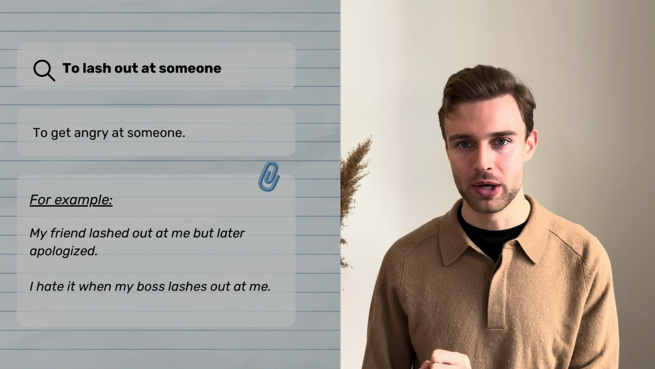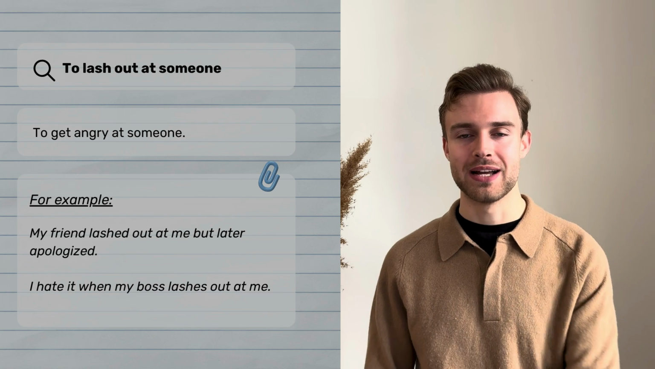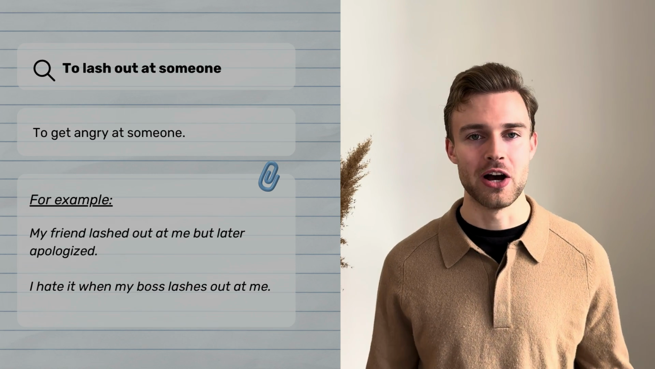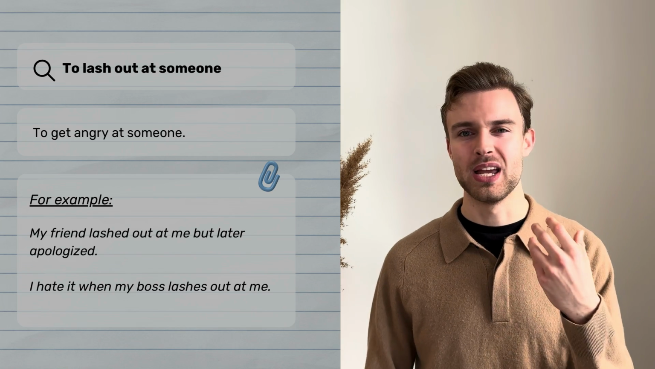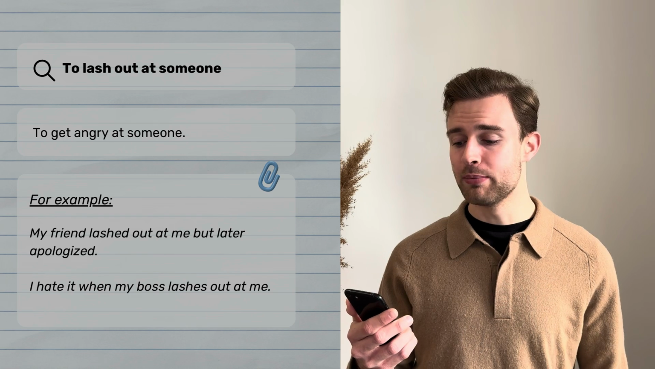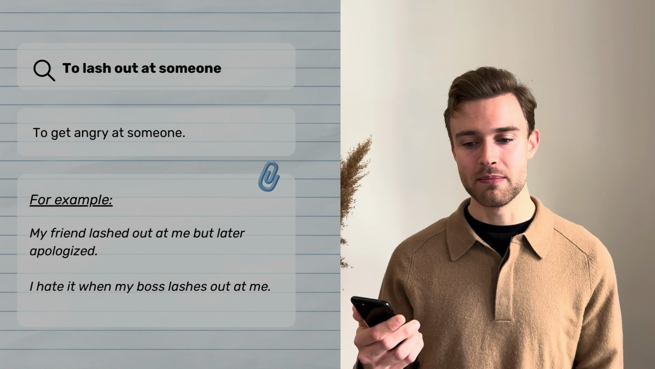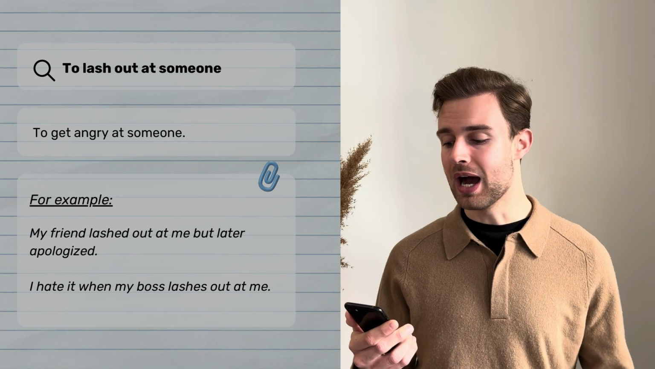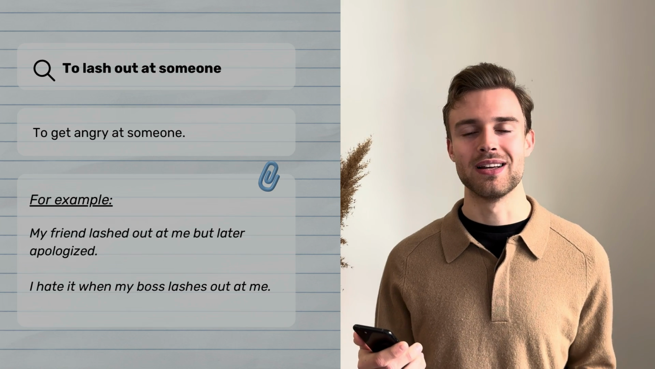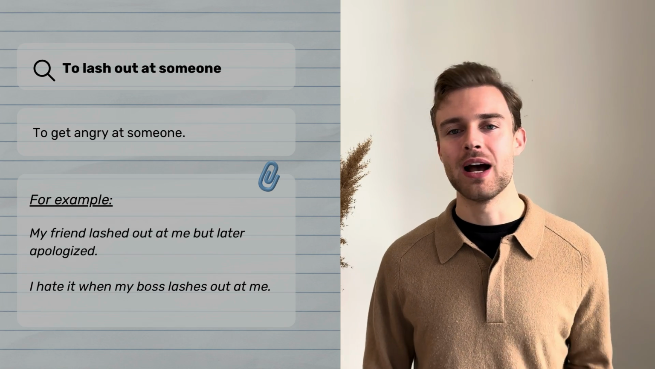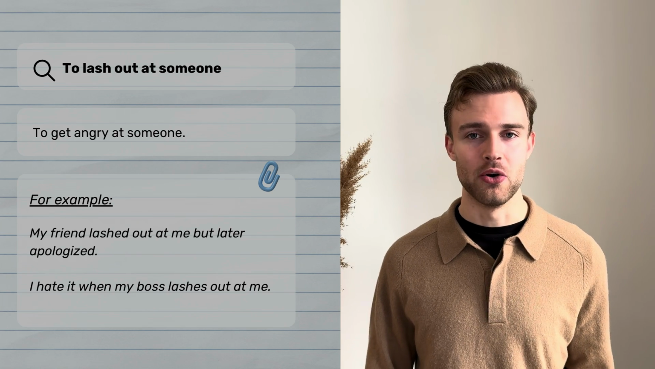at someone. Now, when you lash out at someone, it means you get angry with them. You lash out at them, you display emotion, you get angry or you get mad. For example, my friend lashed out at me, but he later apologized. Or you could say, I hate it when my boss lashes out at me. I hate it when he gets angry at me. I hate it when he lashes out at me.